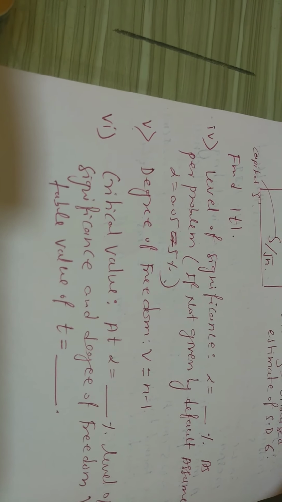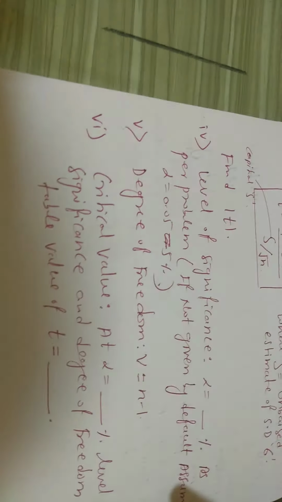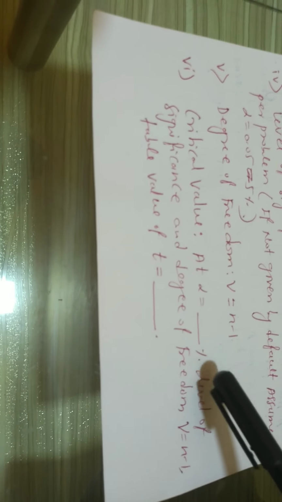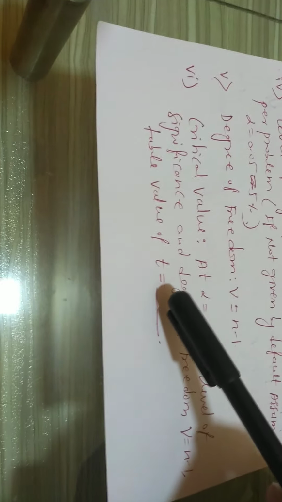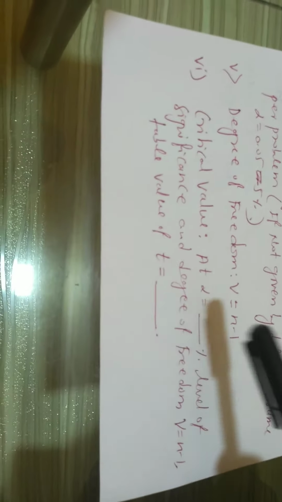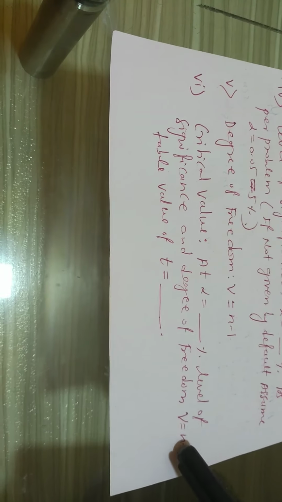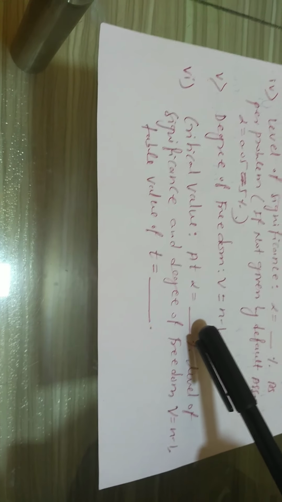Then you have to find the critical values. What are the critical values? At this significance level and degree of freedom, we have to find the table values of t. As I told you in my previous notes, how to find the table values of t: see the vertical column for degree of freedom and the horizontal row for the level, and the intersection point gives the value of t, which is given at the end of the Kumbhojkar book.